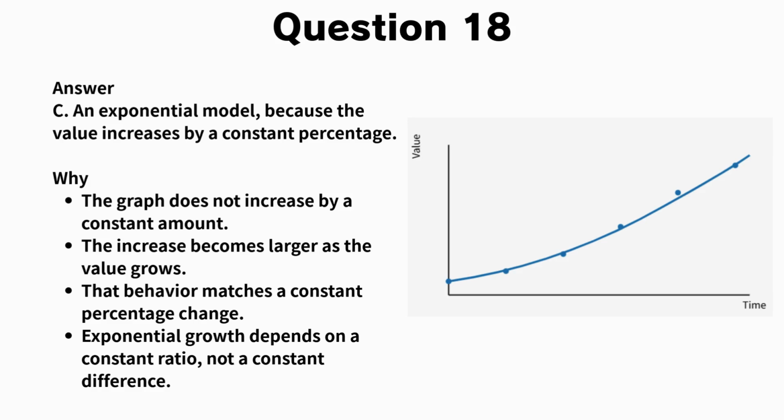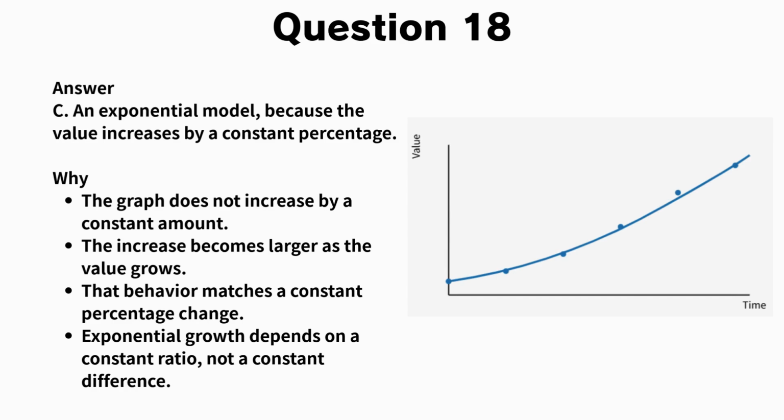Let's look at question 18. The correct answer is C. This graph represents an exponential model because the value increases by a constant percentage, not by a constant amount. In a linear model, equal time intervals produce equal increases. That is not happening here. Instead, the increase becomes larger as the value grows, which is the key feature of exponential growth.